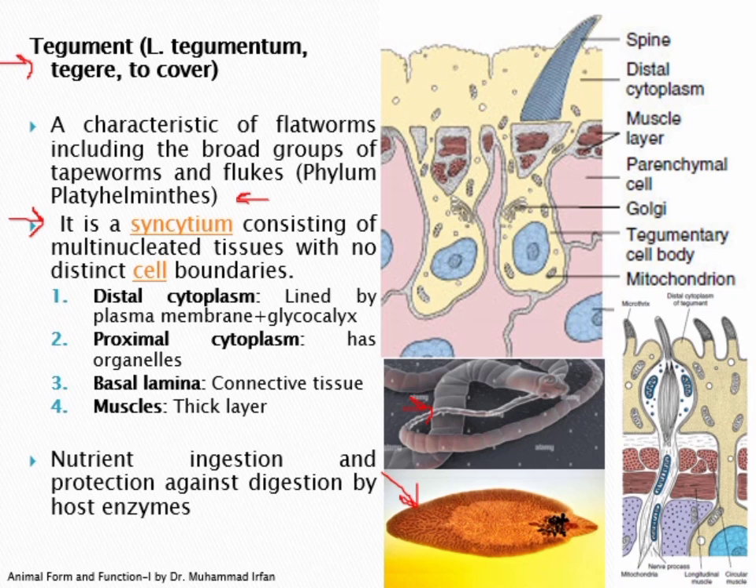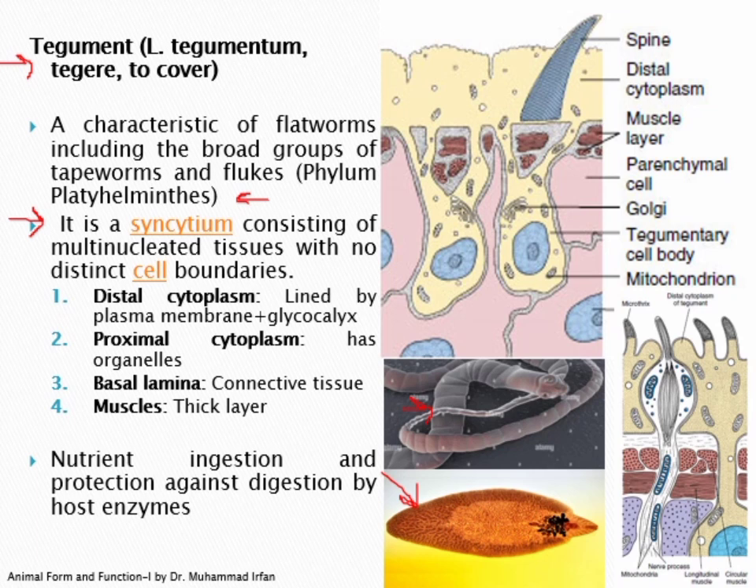So this is the case in Platyhelminthes, that is the flukes and the tapeworm, like here we can see Taenia solium, and then the liver fluke. These animals have their epidermal layer in the form of a syncytium. In a syncytium, the cells may not have cellular boundaries, they have multiple nuclei.